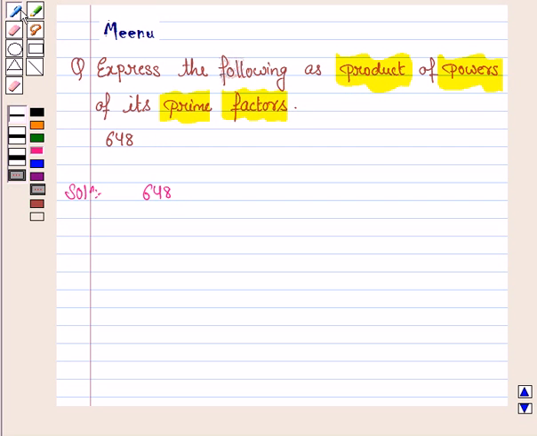So what we need to do first, we need to find the prime factors of 648. So let's find out the prime factors of 648 by prime factorization method. The smallest prime number by which 648 can be divided is 2. Since it's an even number, it can be divided by 2. Dividing 648 by 2 gives us 324.